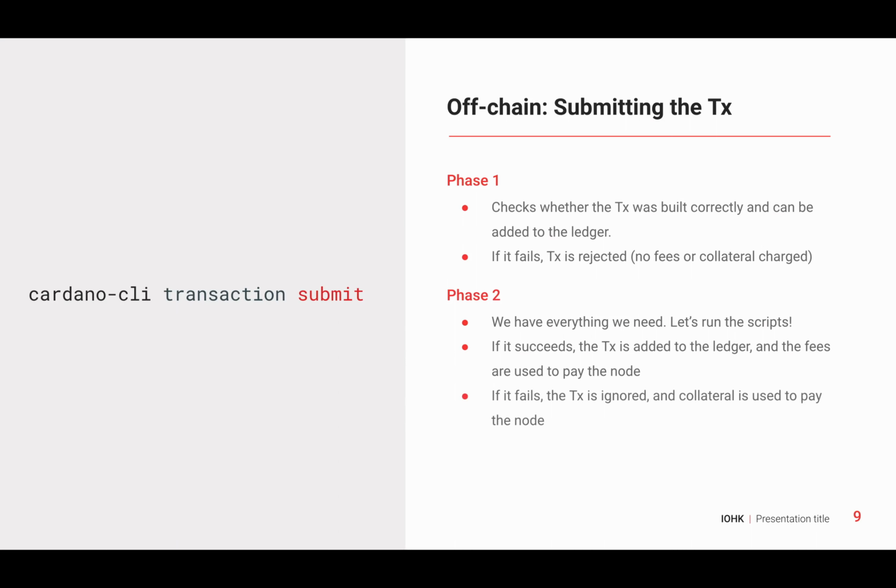And this is also why we indicate which input is the collateral when building the transaction. These are special inputs that have to have enough ADA to pay for the fees, no tokens, and cannot be in a script address. And because these UTXOs are only consumed if phase 2 fails, you can use the same UTXO over and over.